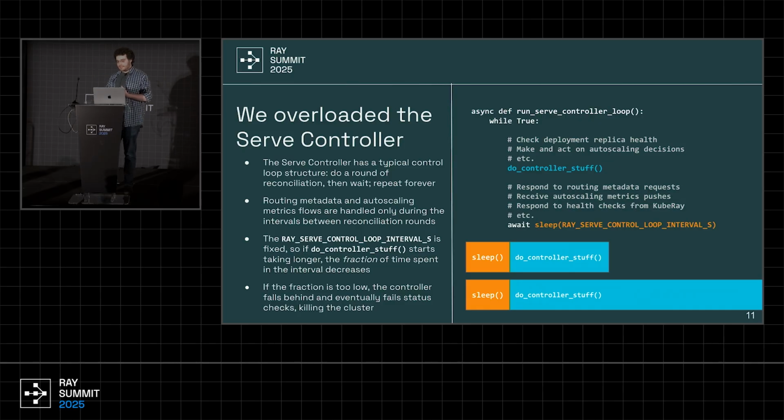What happened to us is that we broke a pretty fundamental assumption. The assumption when writing a loop like this is that do controller stuff is really fast, much faster than how long you sleep for. By default, the Serve control loop interval in seconds is 100 milliseconds, and do controller stuff probably takes on the order of a couple of milliseconds. Because that sleep is fixed, and because do controller stuff is small, you spend a large fraction of every second, or every minute, sleeping. And when it is sleeping, it's responding to all those requests that it needs to respond to.